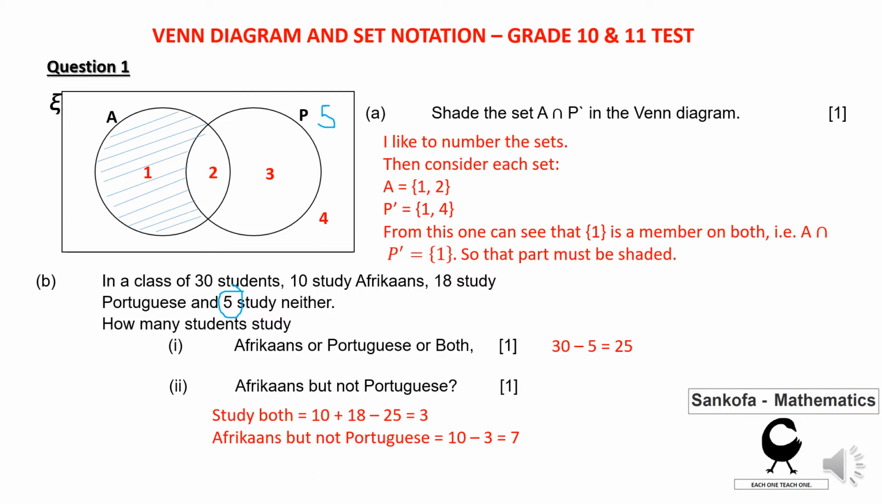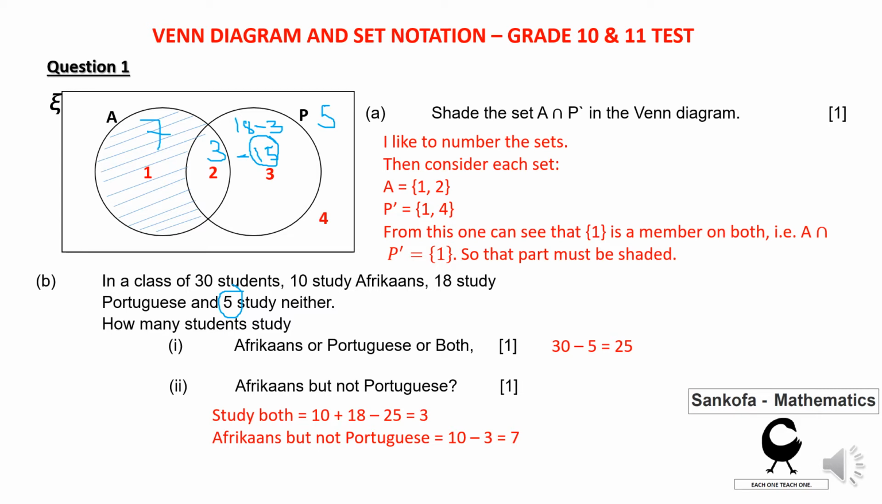So the learners who study both are 3, so that 3 will be here, for example, and the learners who study Afrikaans but not Portuguese, that is 7. Those will be here. So suppose the question was asking you how many learners are studying Portuguese only. All right, so if you know that Portuguese are 18, so it has to be then 18 minus the 3, okay, which gives you 15. So 15 learners are studying Portuguese only, and then the 7 you get by saying 10 minus 3.